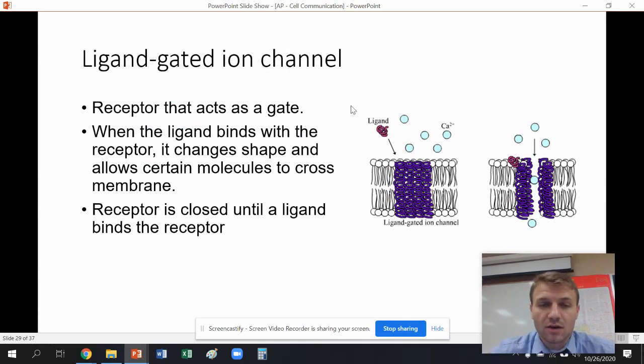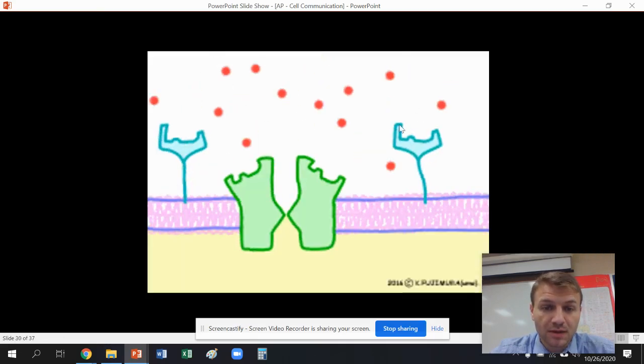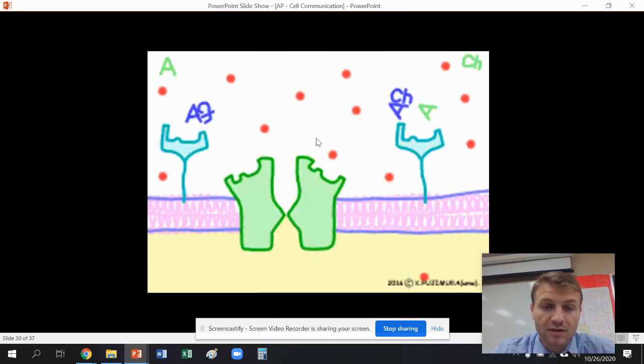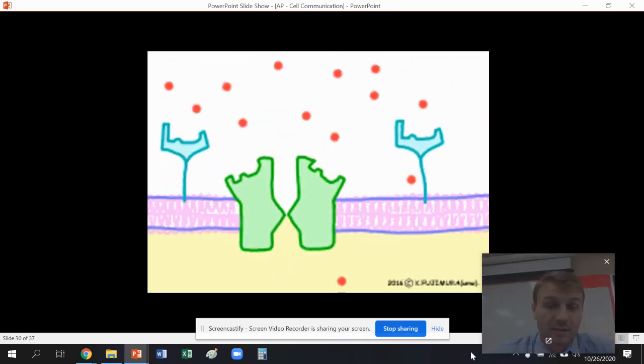Ligand-gated ion channels are our last type. This is where a receptor is going to bond with a ligand, and there's going to be an exchange of some type of ion through the membrane. We talk a lot about this with neurons and the sodium-potassium ion pump, but these are just another type where you're going to get an exchange of material through the membrane. You can see here the ligand is going to bond. It's going to allow certain ions to go through the plasma membrane.